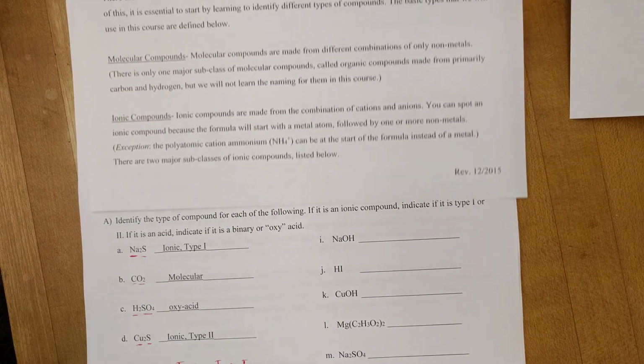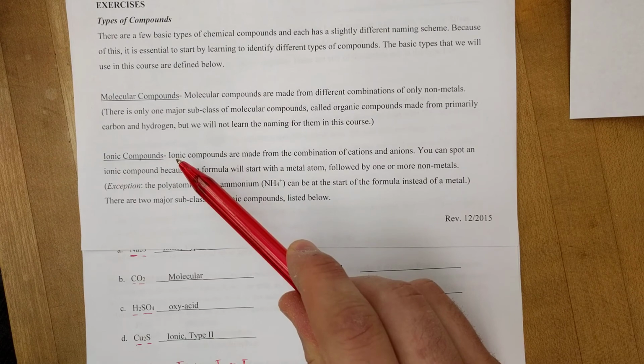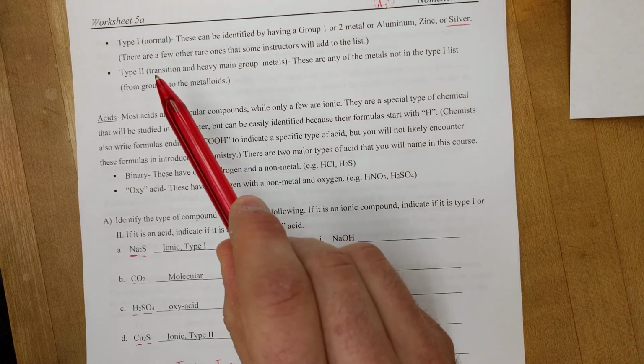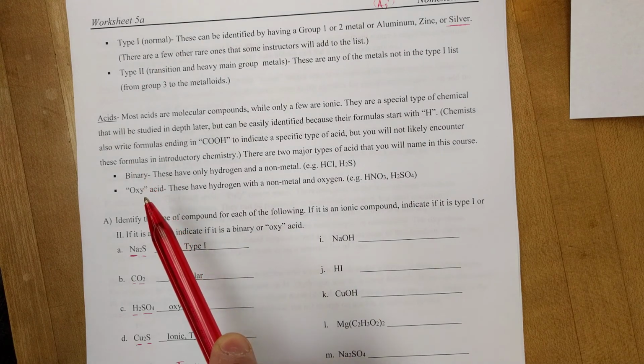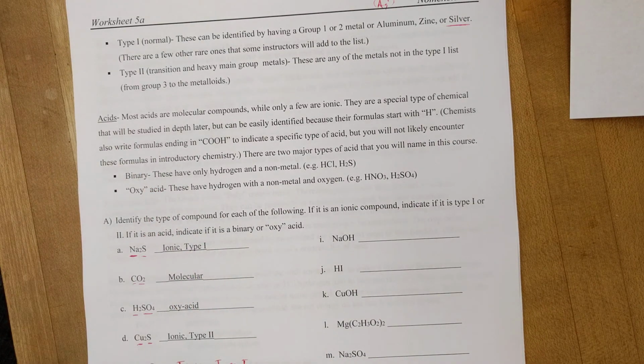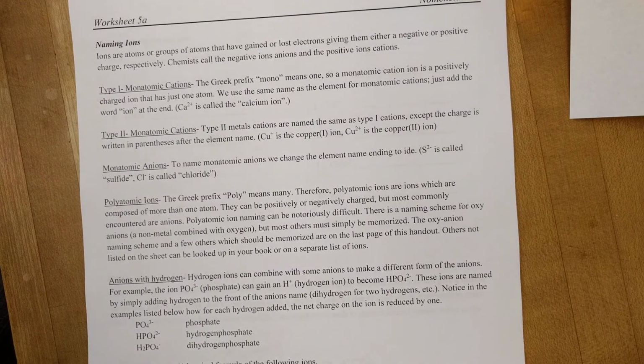Alright, we'll go ahead and jump to the next section, but if you have a question about the definitions, remember those are all written down right above this section. Molecular compound here is defined, ionic compound is defined. Then type 1 and type 2 are differentiated. Then acids and the difference between binary and oxyacids are differentiated right there. So then we'll jump ahead to the next page.